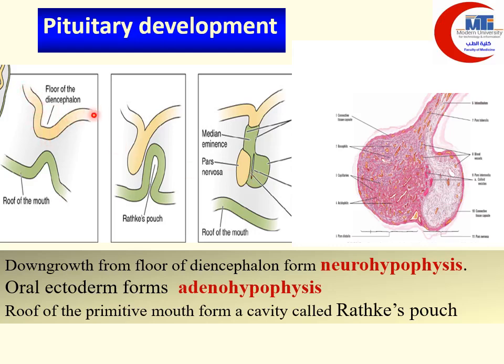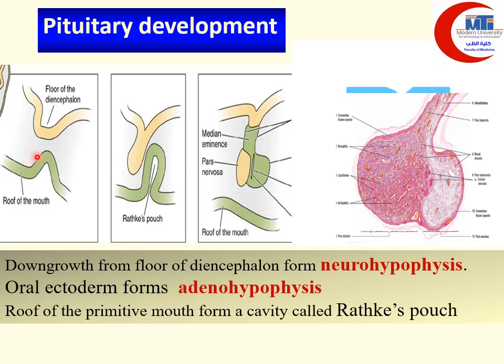And the neurohypophysis develops from a down growth from the floor of the diencephalon. This down growth is not separated completely from the floor of the diencephalon. It is still connected to the brain, or connected to the hypothalamus. This part called the neurohypophysis is still connected to the hypothalamus. So there is a relation between the hypothalamus and pituitary gland through this neurohypophysis.